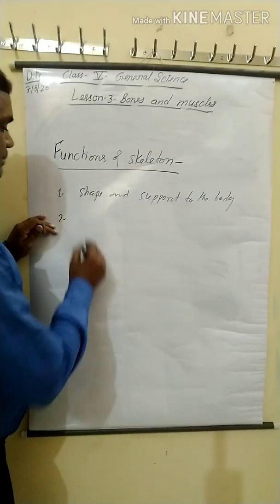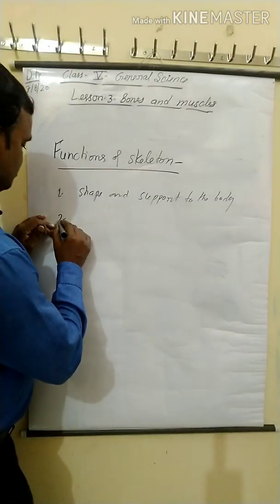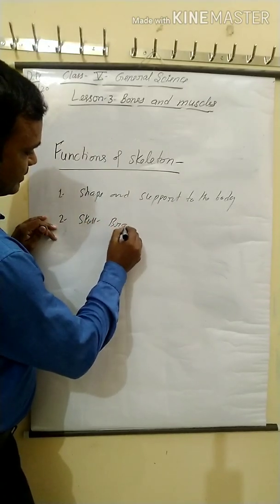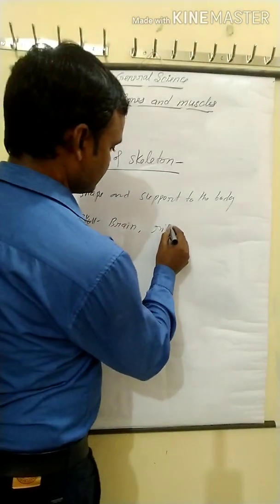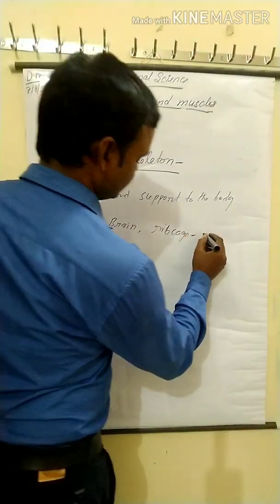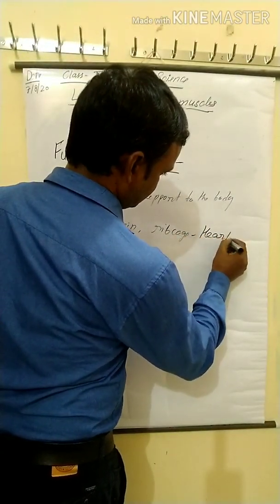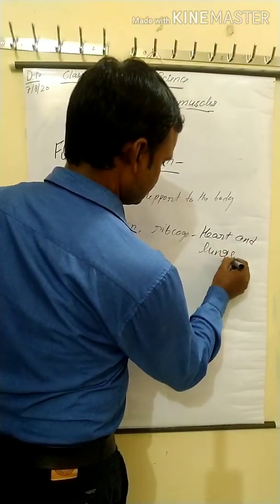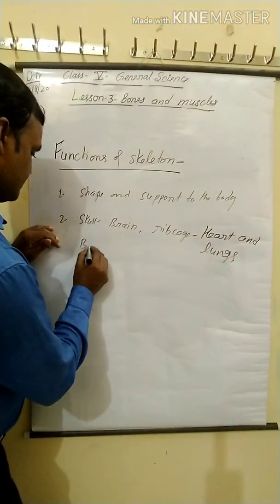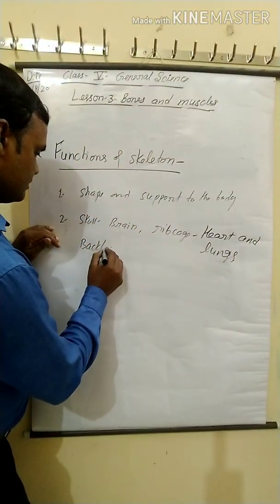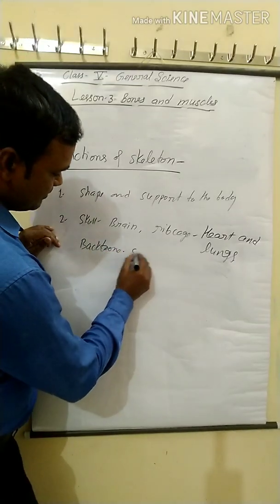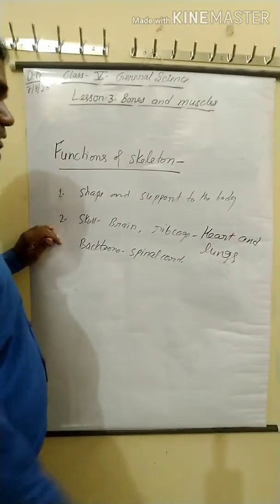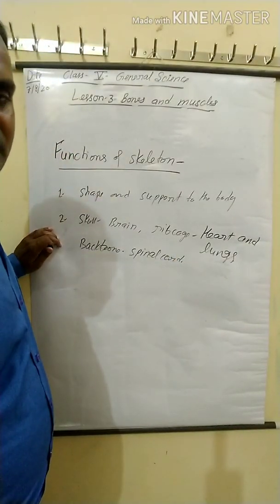Second, they protect the delicate organs. You know that the skull protects the brain, the rib cage protects the heart and lungs, and the backbone protects the spinal cord. Okay, they protect the delicate organs.